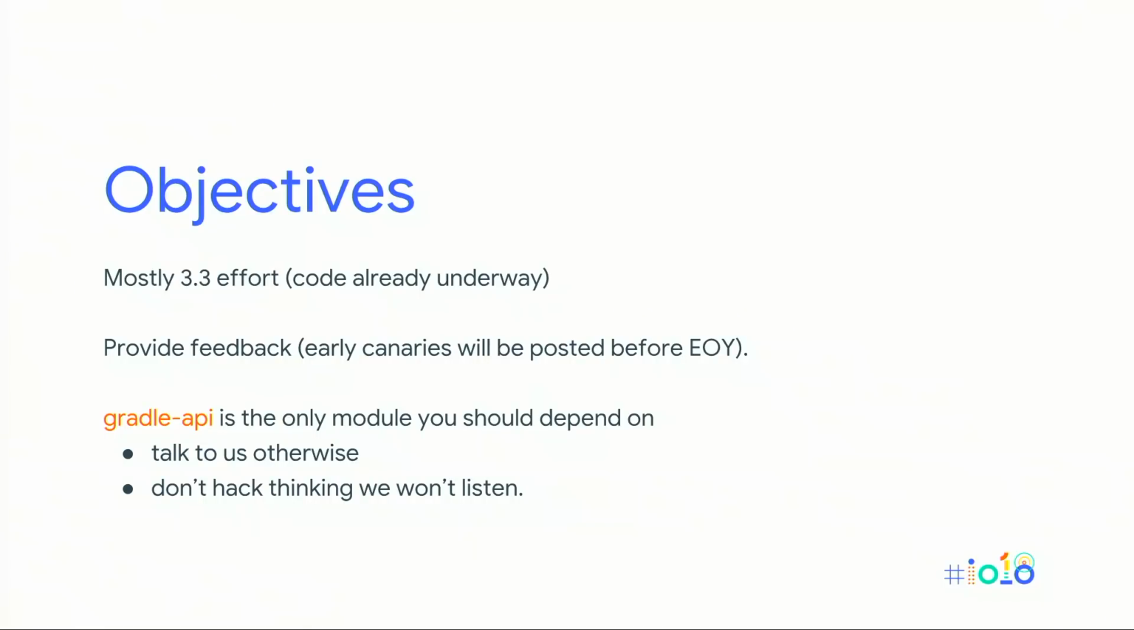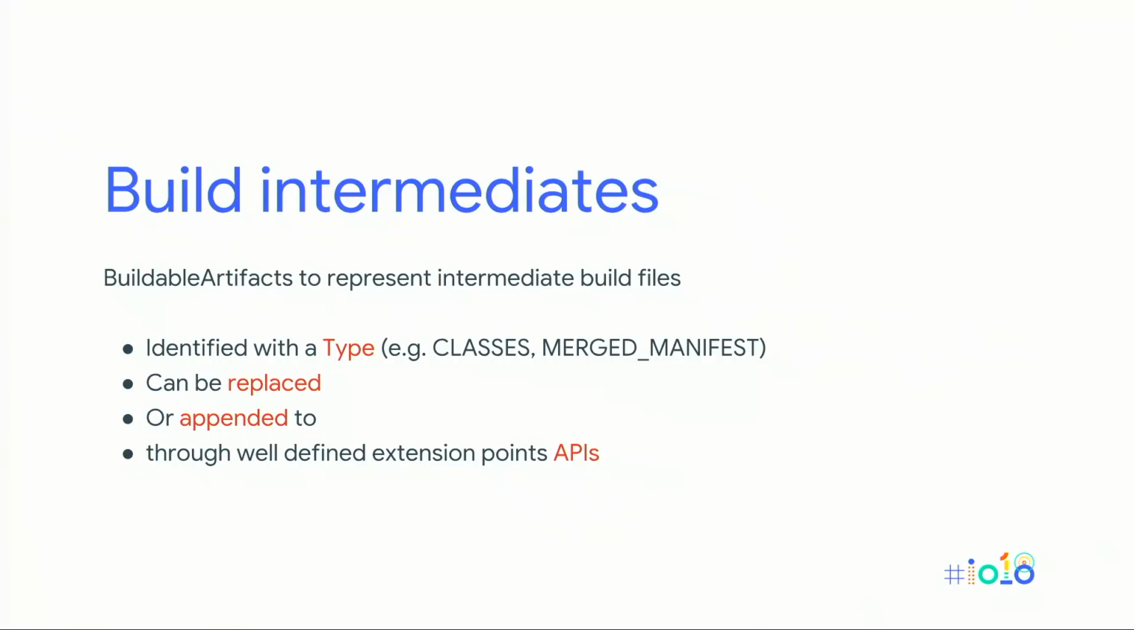So what we would like to do is to have simple Gradle API interfaces that would be the only module you should depend on. And if you start depending on some of our other modules like Gradle Core, you should talk to us and tell us what your needs are, why you are doing this. Don't think that we are not listening. We are interested in figuring out why you need to customize things, and we are interested in providing you a good solution.